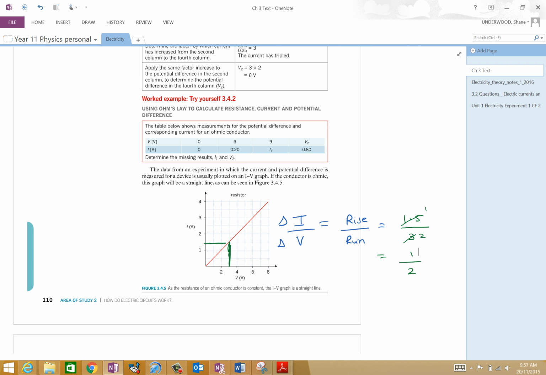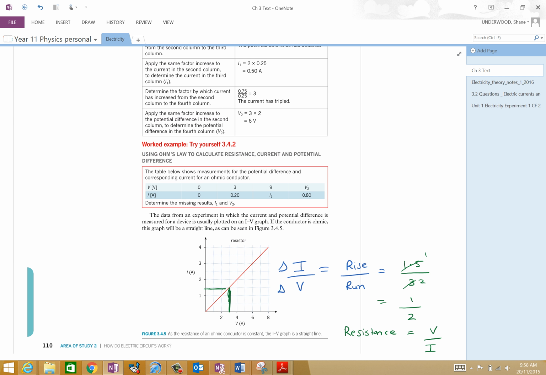So therefore, what would be the resistance? Well, that is I over V. What is resistance though? Resistance is V over I, isn't it? Which is 2 over 1, which is 2 ohms. Now you notice that the rise over the run for a straight line is going to be the same, isn't it? So of course if you've got an ohmic conductor, it's much easier.